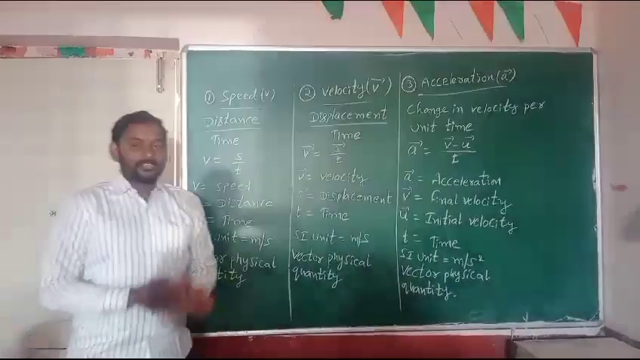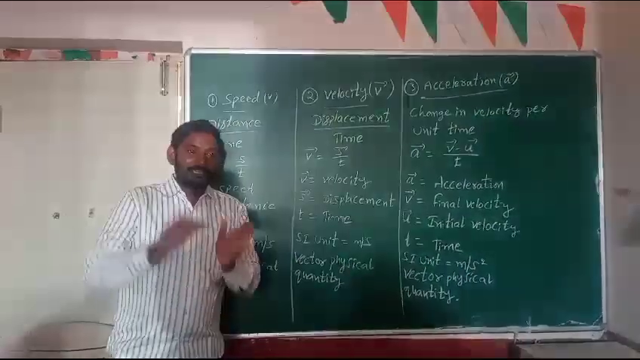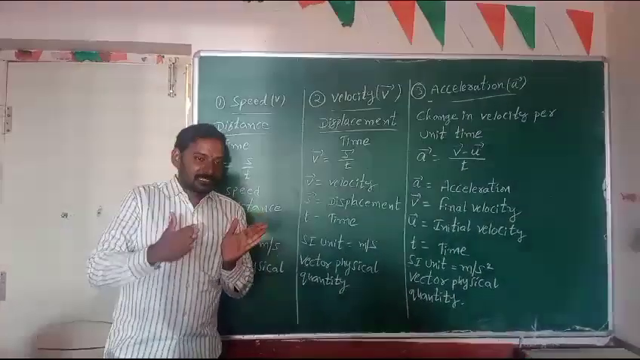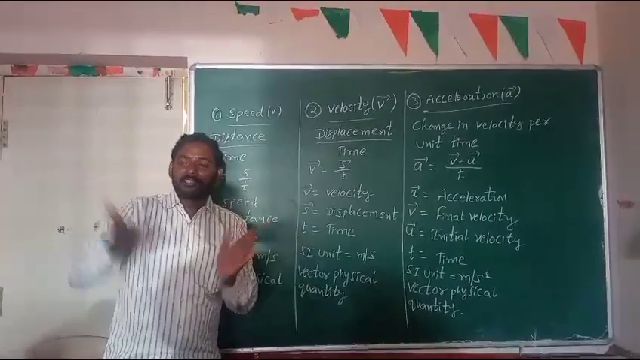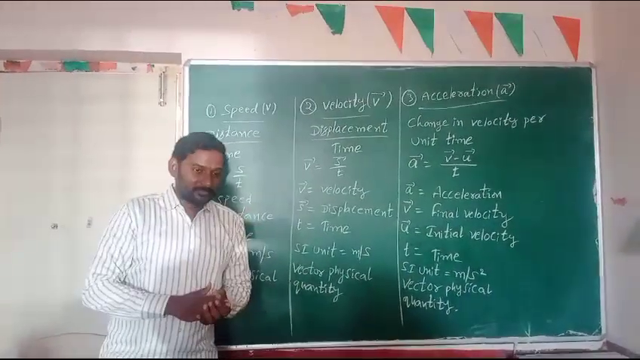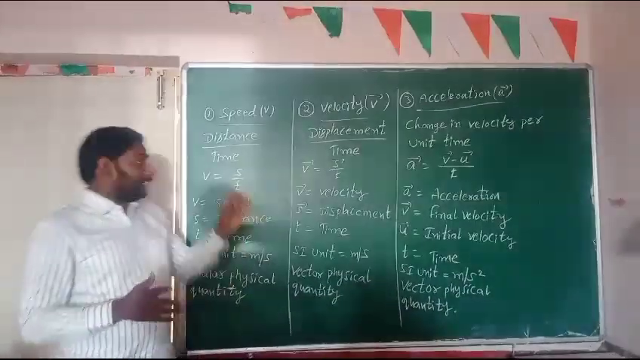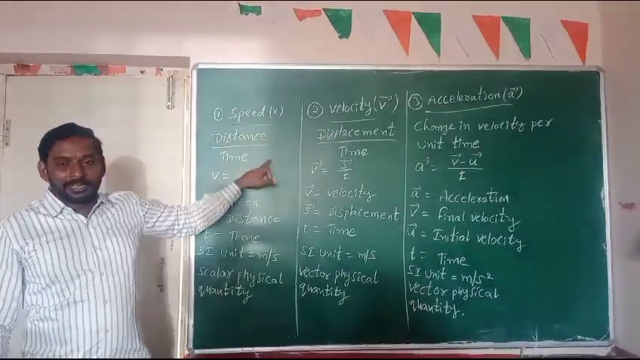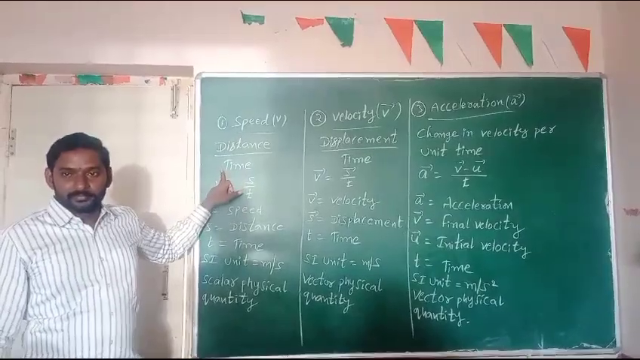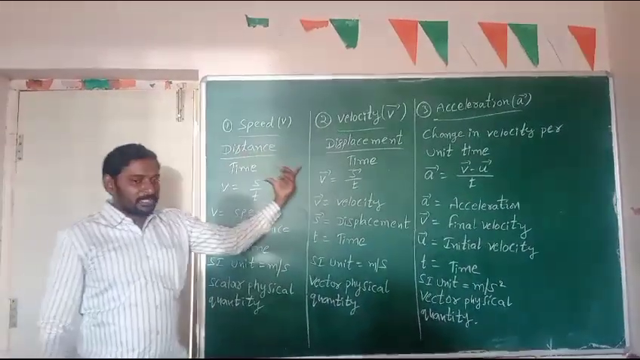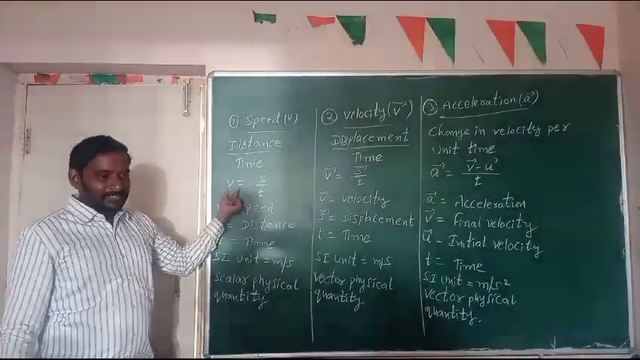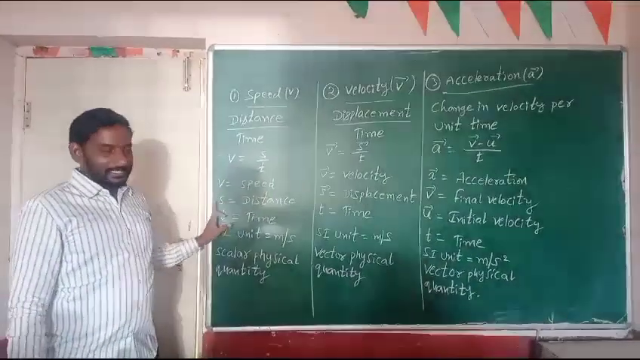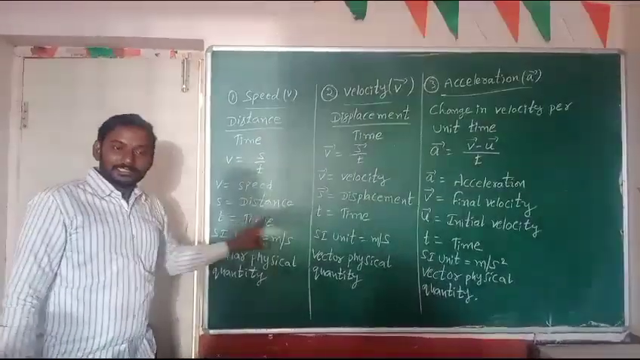If you take any object or particle, it travels some distance. That means it is reaching from one point to another point, and it takes some time. So the speed of the object is defined as the total distance traveled by the object per unit time. Understood? So the formula for speed is V equal to S by T, where V is speed, S is distance and T is time.